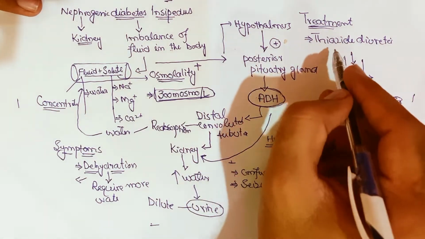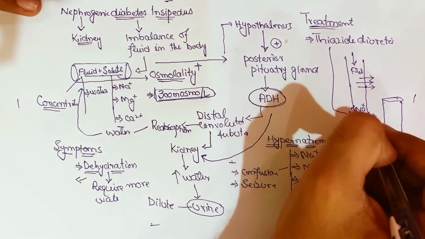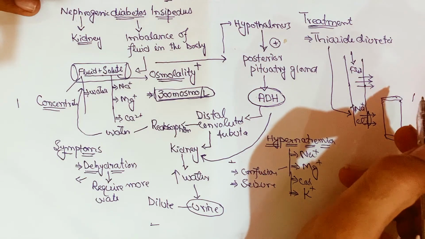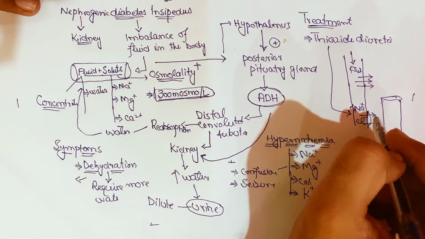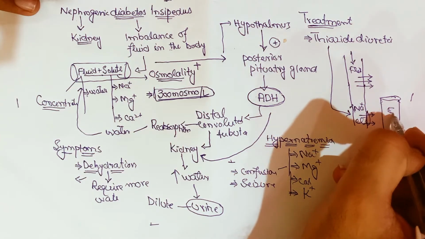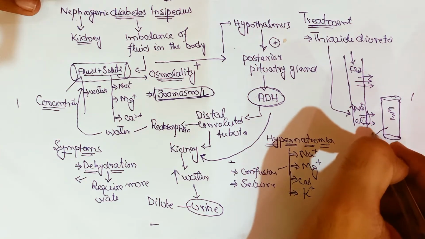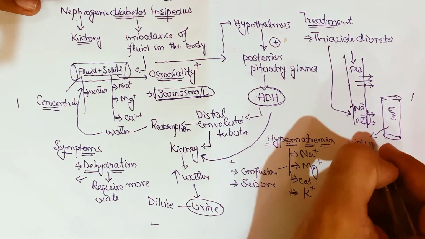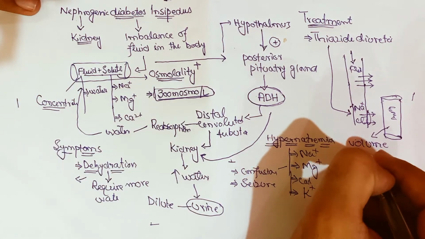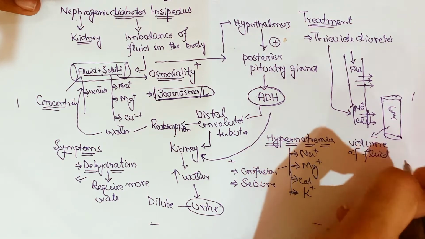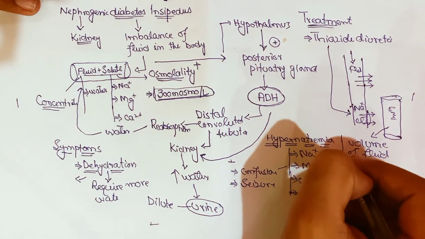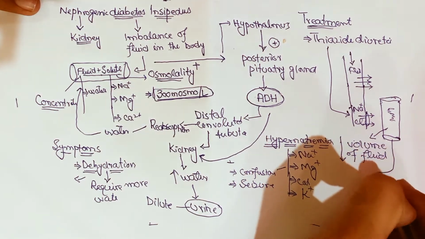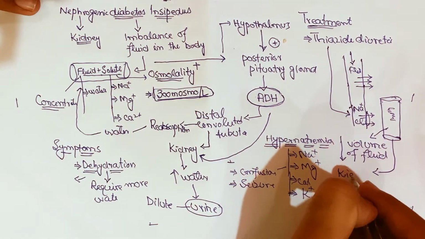But thiazide diuretics, by acting on these sodium and chlorine receptors, block the reabsorption of sodium and chlorine into the blood vessels. As a result, the volume of the blood becomes reduced. The volume of blood or fluid becomes reduced in the blood vessel. As a result, the flow of fluid towards the kidney is reduced.